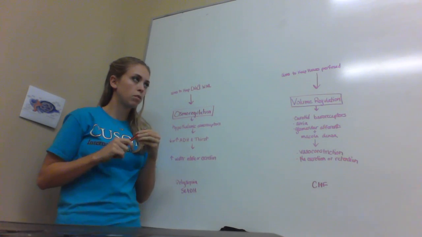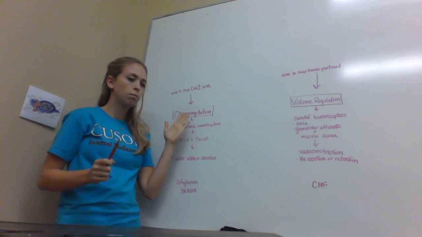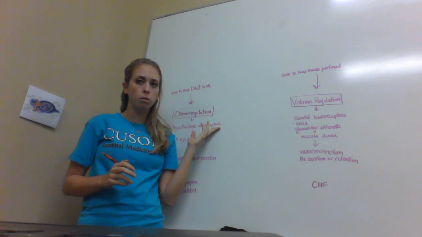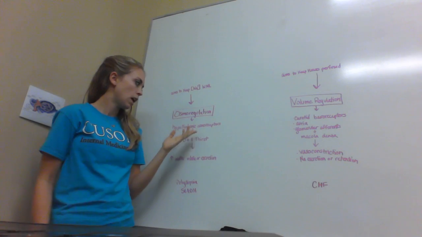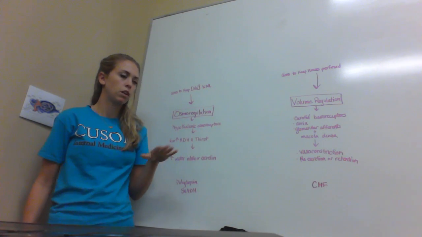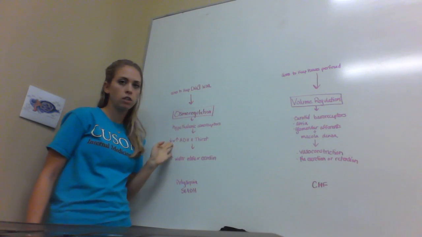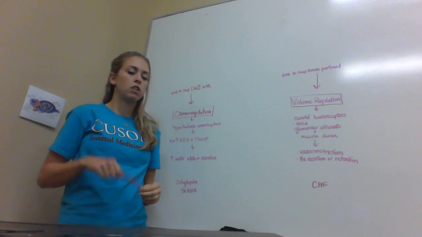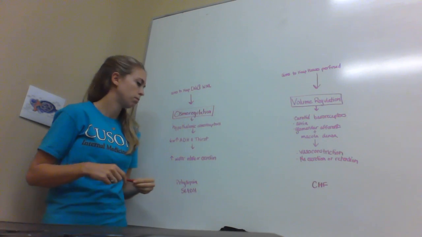So the changes in the body will be detected by the hypothalamic osmoreceptors. Those osmoreceptors are going to act in order to correct the dysfunction. So they'll either increase or decrease ADH and thirst depending on if there's high or low sodium concentration.